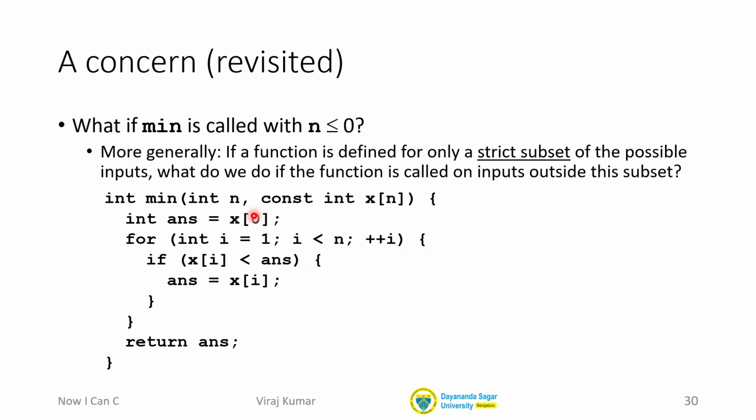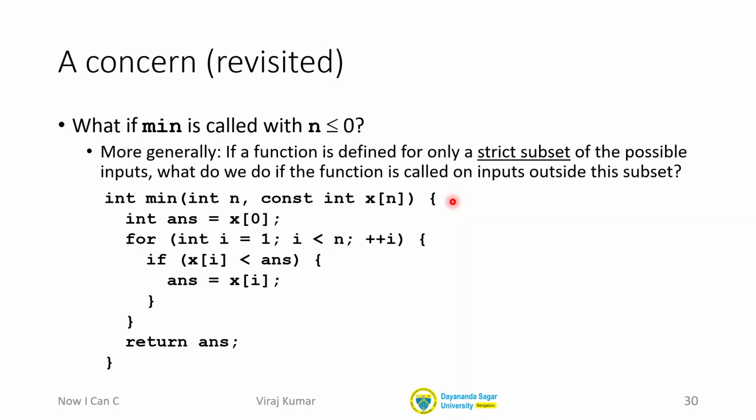We have defined a function that takes all kinds of inputs. But what if mathematically the function was only defined on a strict subset of these possible inputs? So in this case, it doesn't make sense to ask for the minimum of an empty array. It only makes sense if the array actually has positive length. So in that sense, we want to define this function only on certain types of n, not negative n and not n equal to 0.